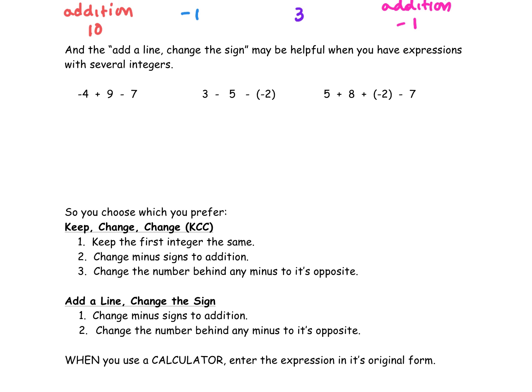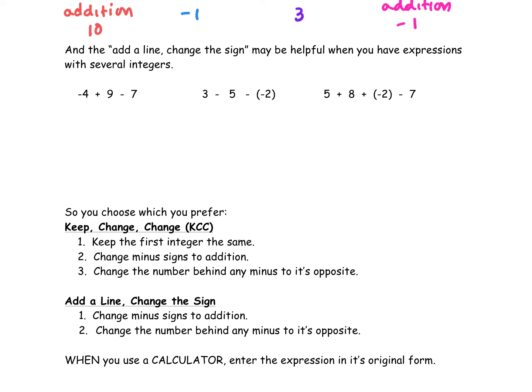Our final thought for the day is sometimes we have expressions that are mixtures of adding and subtracting and that have more than two numbers that we're dealing with. So we could use either the keep, change, change method, or we could use add a line, change the sign. And add a line, change the sign may be a little bit more helpful when you have expressions with several integers. So I'll demonstrate why in just a minute, why keep, change, change might be a little bit more challenging. So let's start out with the add a line, change the sign method.